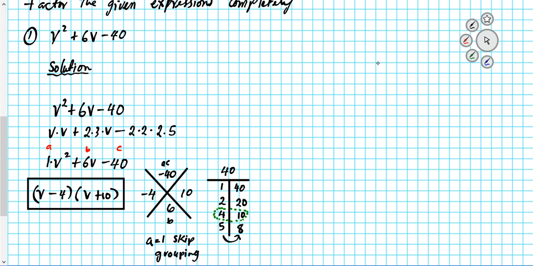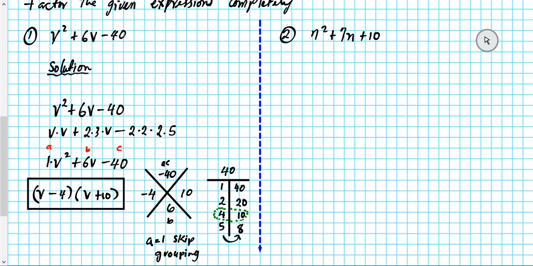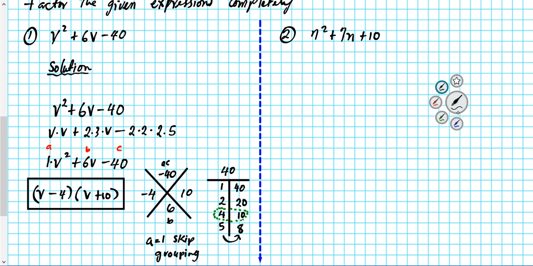All right, let's take a look at the second one, number 2. So for question number 2, what if we're to factor the quadratic trinomial n squared plus 7n plus 10? Okay, so this particular problem will be very similar to what we just did in number 1. So what's the first question we want to ask ourselves based on our conversation in question 1?